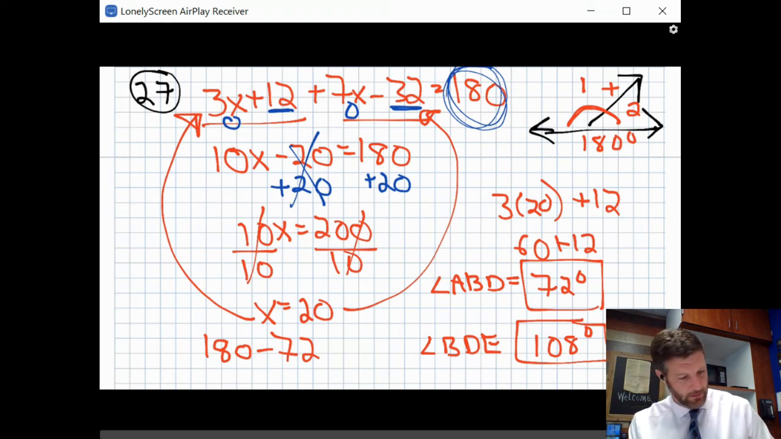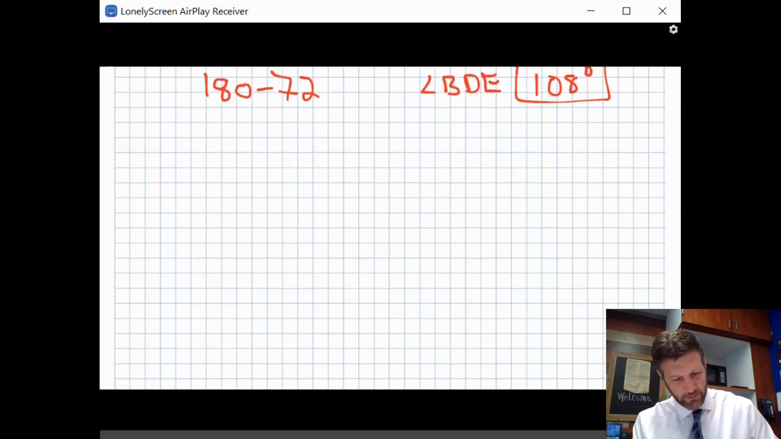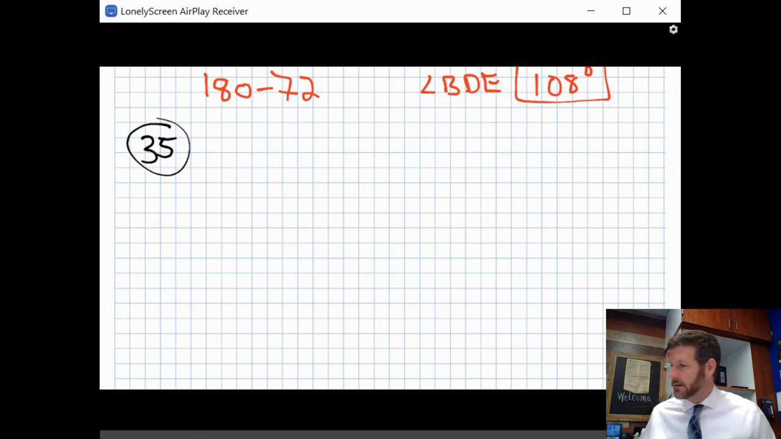Okay, on to number 35. These are a little faster, otherwise I normally wouldn't do so many problems, but I'm just feeling excited by math today. 35, this is a true or false statement, and if false, you have to explain why. 35 says, a pair of vertical angles can form a linear pair.